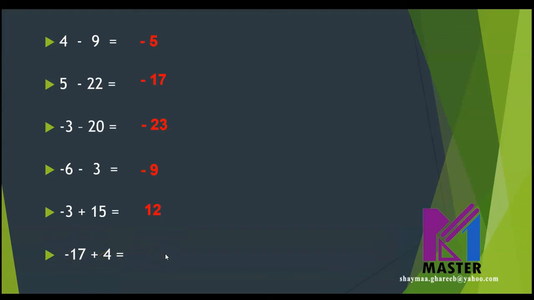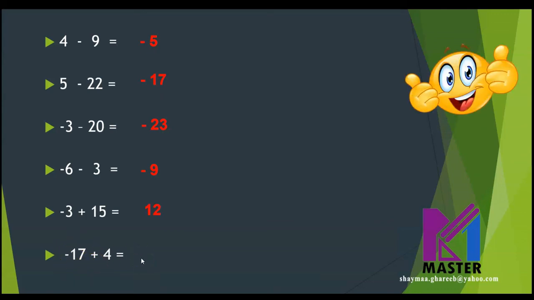Will this 13 be positive or negative? According to the sign of the biggest number. The biggest number here is 17 and it is a negative number. Then my answer will be negative. So it will be negative. What do you think? Yes, negative 13.